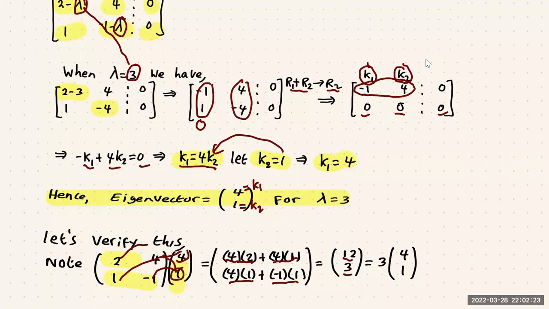You can factor 3 out. It becomes 3 times (4, 1). And notice this here is the eigenvector, and this is our eigenvalue. So it's the eigenvalue times the eigenvector. Therefore we verified it. Okay, so let's keep going.